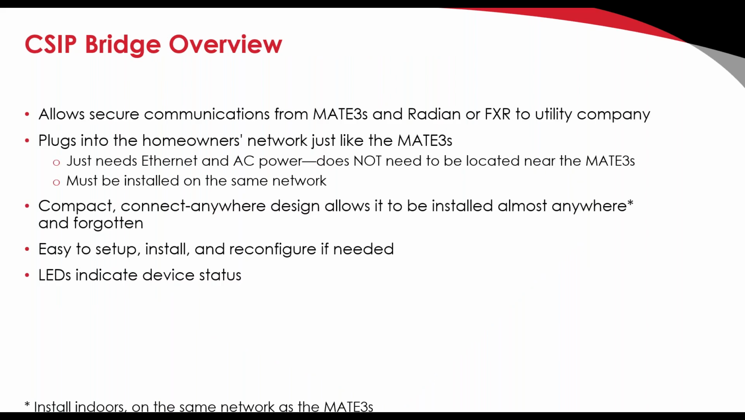Here's the overview on it. It allows secure communications from the Mate 3S and either a Radian or FXR to the utility company. It plugs into the homeowner's network just like the Mate 3S does. It just needs Ethernet and AC power. So it doesn't need to be located anywhere near the Mate 3S. It just has to be installed on the same network.